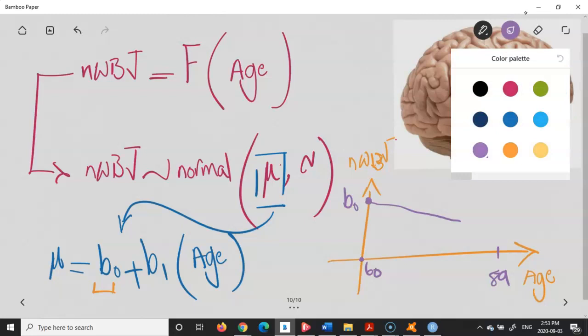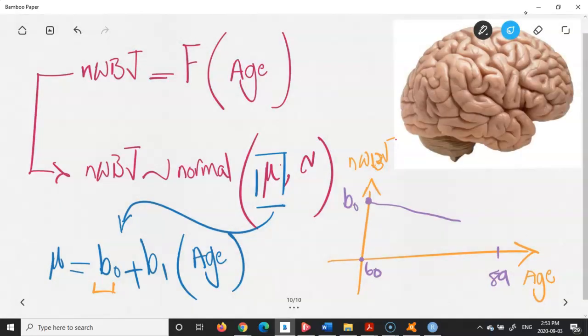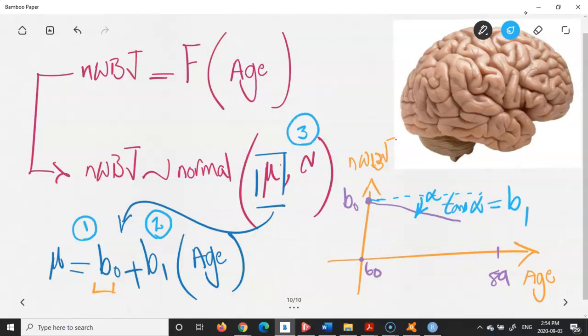And in terms of B1, you remember that we are looking at the tangent of this angle. If I call that alpha, the tangent of alpha represents B1. Now that we look at this model, we saw that the model is linear and we have 3 parameters essentially. The first parameter is the intercept. The second parameter is the slope. And the third parameter is sigma, the measure for the dispersion of our model.